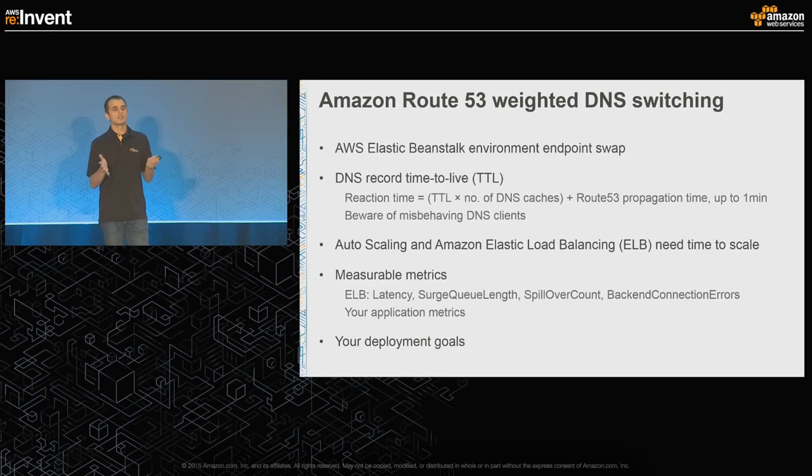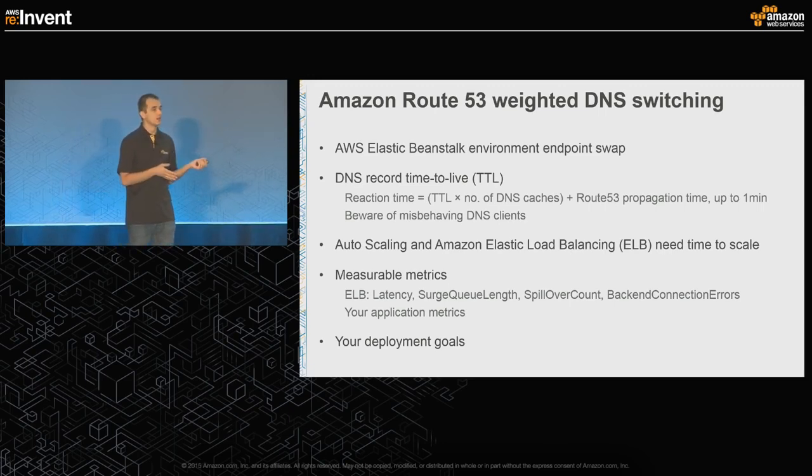Additionally, you've got to factor in that if you use auto-scaling and ELBs, those need time to scale out. And you need measurable metrics to actually keep track of the health and the performance of your deployment. Things like at the load balancer level, the latency gives you an idea of the type of user experience your customers are seeing during the deployment. The surge queue length will tell you how many requests are queued up at the load balancer waiting to be serviced. If the queue grows too much, you're going to have a spillover where the load balancer stops actually accepting those requests, right?